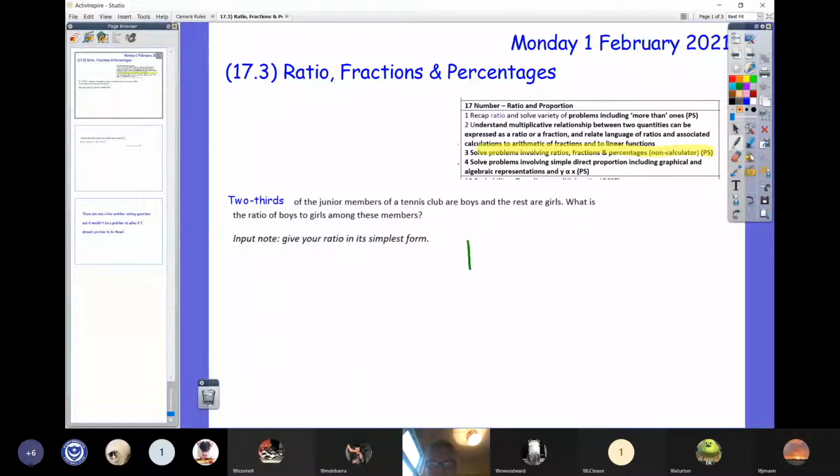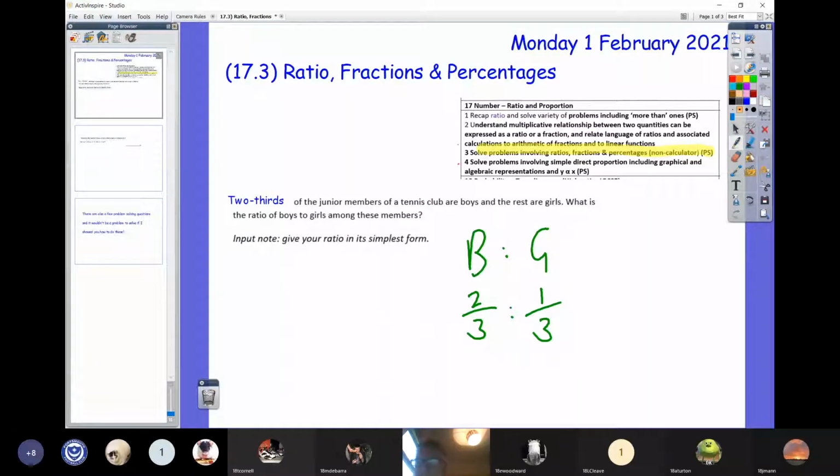So we've got boys to girls. Okay, and we're told that 2/3 are boys. Now, if 2/3 are boys, then obviously girls are the rest. They are a third. Okay, so it's 2/3 to a third. The number of boys is twice as big as the number of girls. Okay, so your final answer has to be 2 to 1.